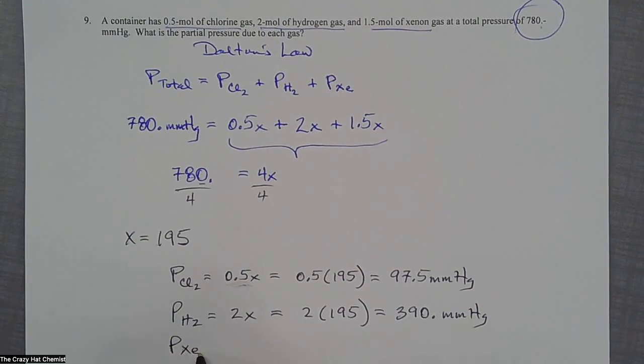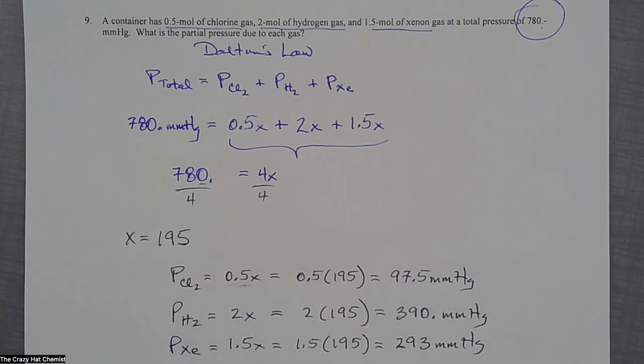Partial pressure of xenon is equal to 1.5x. So that is 1.5 times the 195. And that's going to equal 293 millimeters of mercury. That also has 3 significant figures. And these are the rounded numbers. So the partial pressure of chlorine is 97.5 millimeters of mercury. The partial pressure of hydrogen is 390. millimeters of mercury. Partial pressure of xenon is 293 millimeters of mercury.